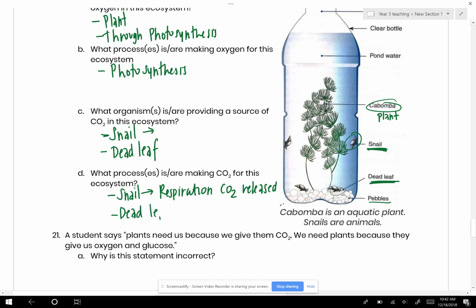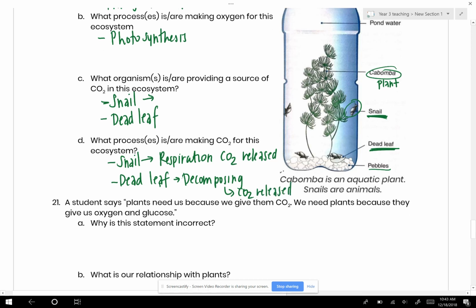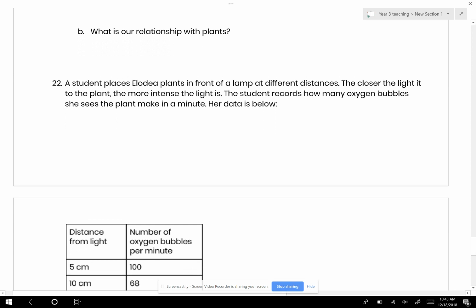The same thing happens with the dead leaf. As the leaf is dying, we have to make sure we say that the leaf is decomposing. Since the leaf is decomposing, CO2 is also released. So those are the couple of things on there, and we are almost done.